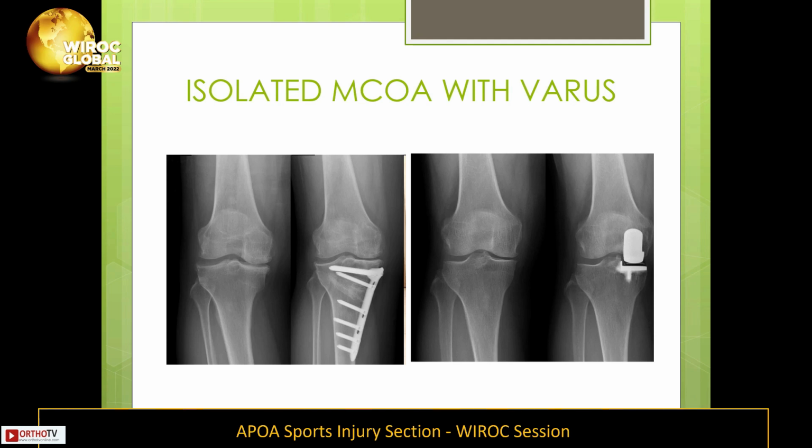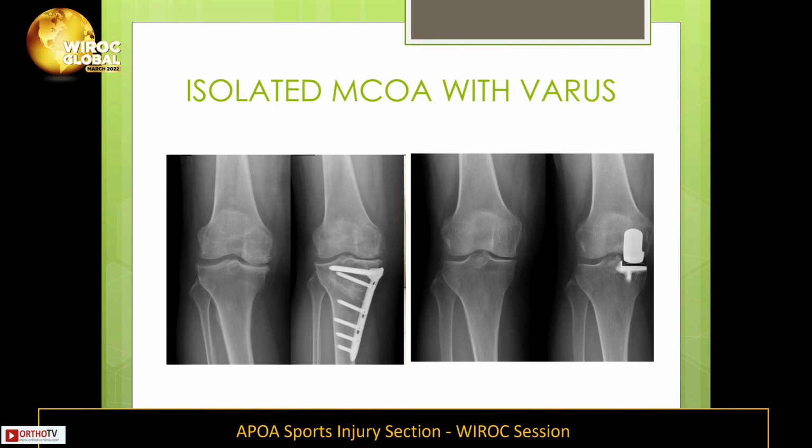Now we'll be talking something about specifically medial compartment osteoarthritis with a varus malalignment. We all are aware that this can be treated both with the help of medicines conservatively or surgically. Now depending on the age of the patient, the results vary and the kind of procedure to be administered varies.